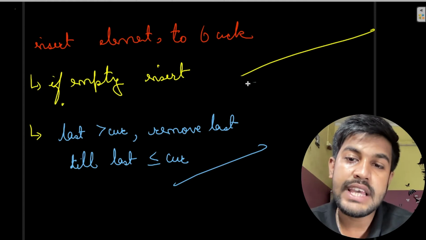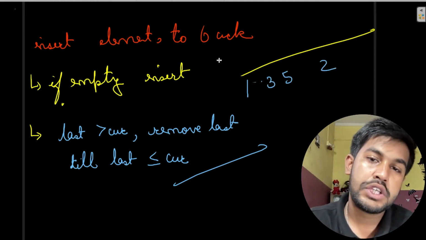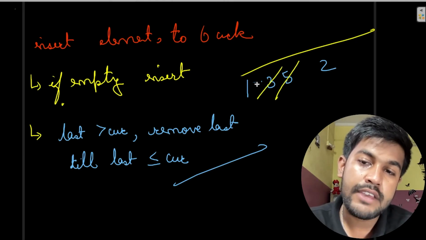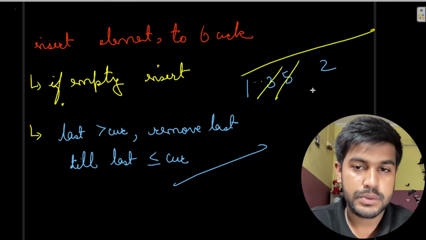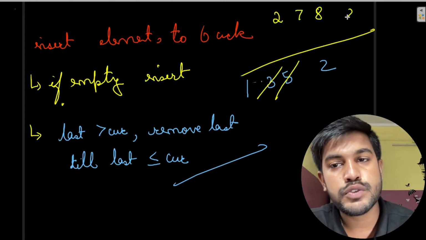Okay, like suppose we have 1 3 5 and here we have 2, so we would keep removing 5 and 3 until 1 is less than 2. Or suppose we have 2, then we have 7, then we have 8, and then suppose we have 2 again.